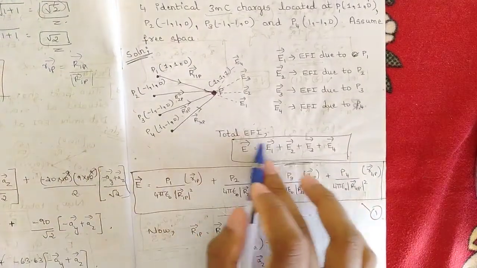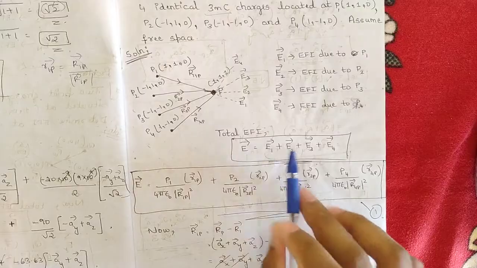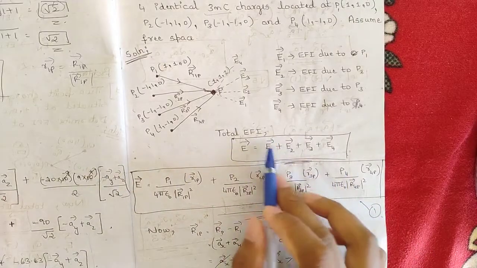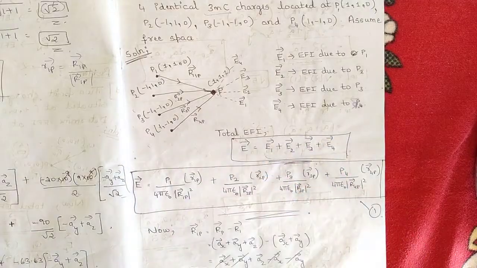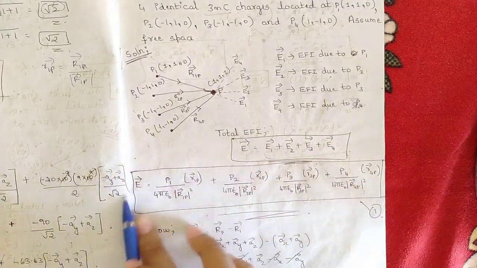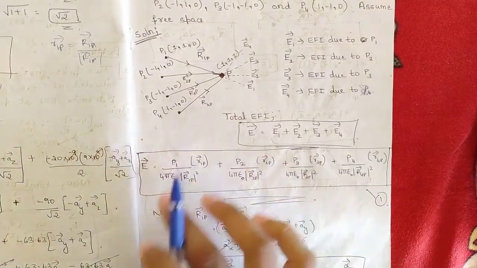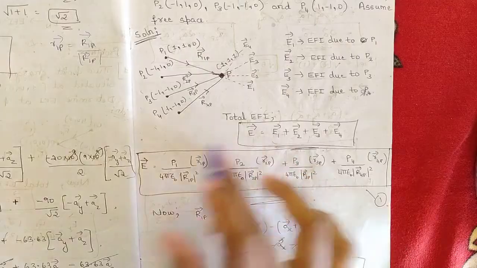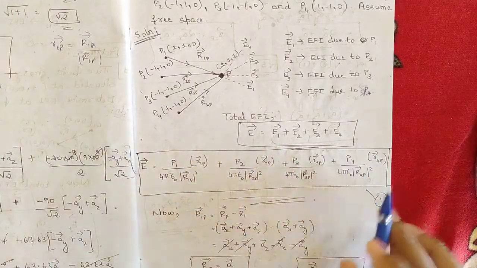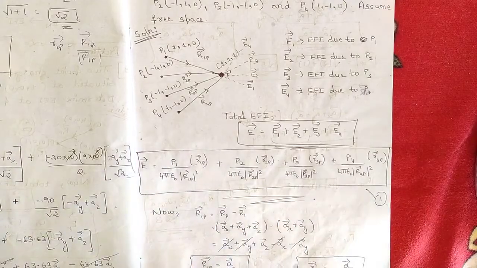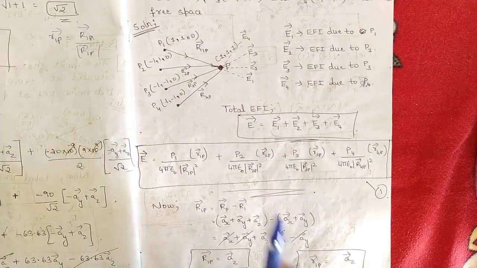So our total EFI which we need to calculate is E equals E1 plus E2 plus E3 plus E4. Substitute the values of E1, E2, E3, E4 according to the formula for electric field intensity. I've written this equation here, so please go through how you got it. I explained it in the previous problem, so I'm not going to explain it again. Name it as equation 1.